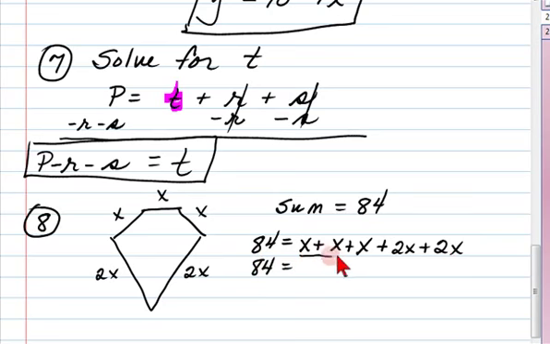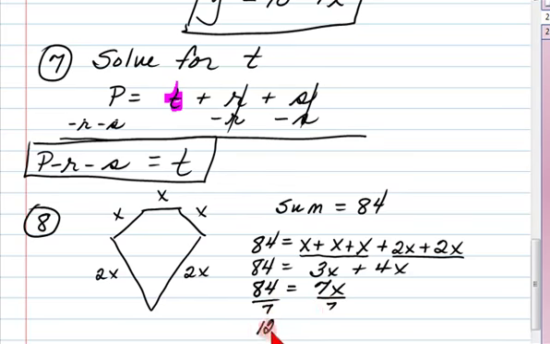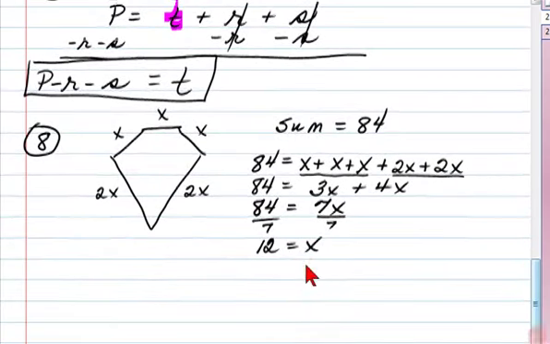Most of you were more than willing to say, well, these make up 3x, these make up 4x, and so really 84 is equal to 7x, and now divide by 7, and 12 is equal to x. The question will ask you for the lengths of the sides of the pentagon. You've got that the x is 12. What else can you determine? What's 2x? 24.